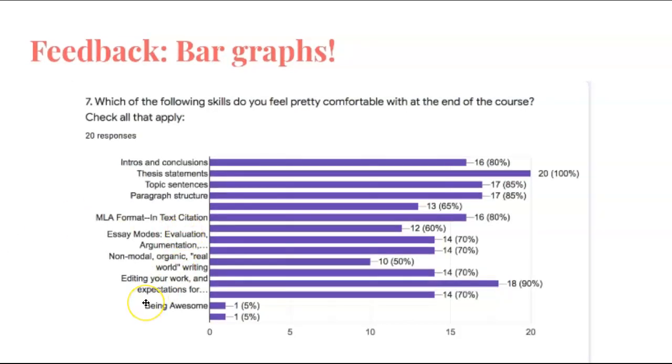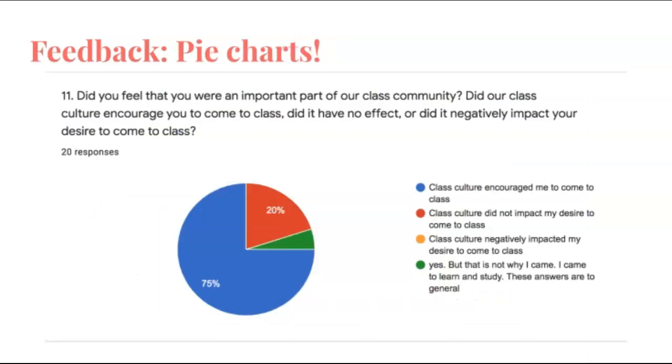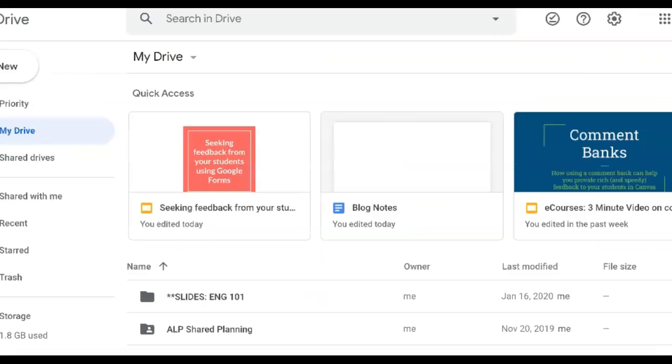So here you can see that I was asking about which lessons really stuck with them. So they left the class feeling really great about thesis statements, but not as great about a more organic real world writing style. So I used that information in the next semester to try and tweak my course to really emphasize that real world writing style. So this was really effective for me. Finally, there's a way that you can get really beautiful pie charts. So I'll show you how to do that as well.